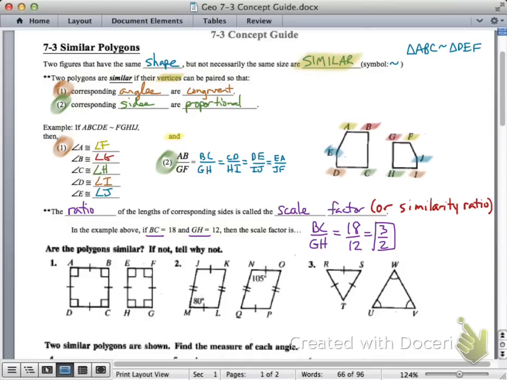You can flip it over. We can go the other direction and say that GH over BC is equal to 2/3. That is also a scale factor. It's just important that you know which direction you're going.